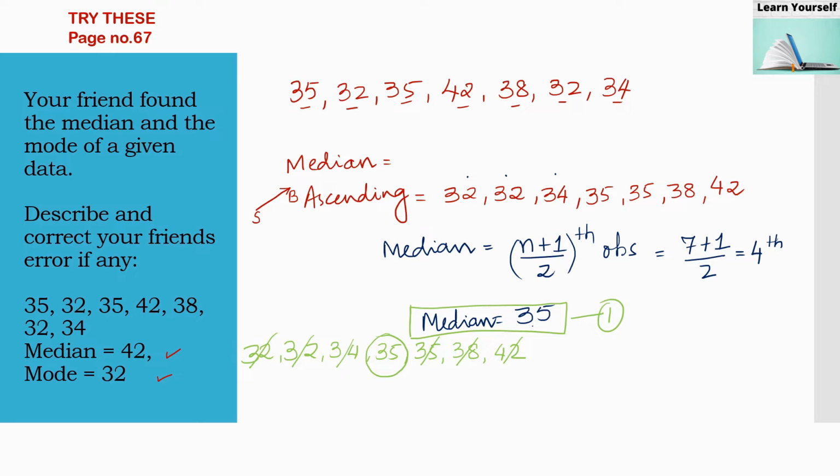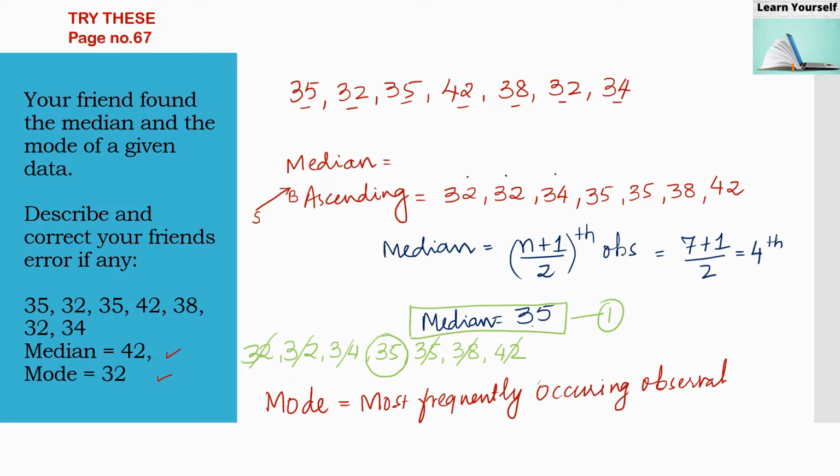So whatever our friend has found out, that the median is 42, is wrong. The median is 35. Now let us find out about the mode. So what is a mode? Mode is the most frequently occurring observation. So which observation is coming more often in this data, if you see?